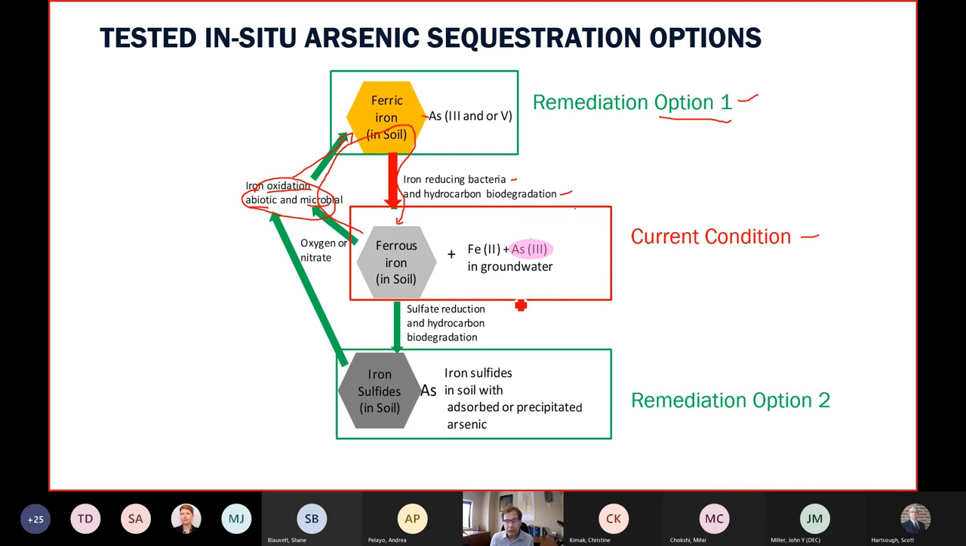So looking at it from a different perspective, and it's a good reminder for our chemistry 101, that oxidized state versus anaerobic state is not necessarily the presence of oxygen. That's more about the electron transfer in terms of reduced conditions or oxidized conditions. You can have reduced conditions or oxidized types of conditions and not necessarily need oxygen. And to that point, you can drive arsenic out of solution in an anaerobic state, which is remedial option two here, through sulfate reduction with hydrocarbon biodegradation. We end up with iron sulfides in soil. These iron sulfides adsorb or precipitate out the arsenic.